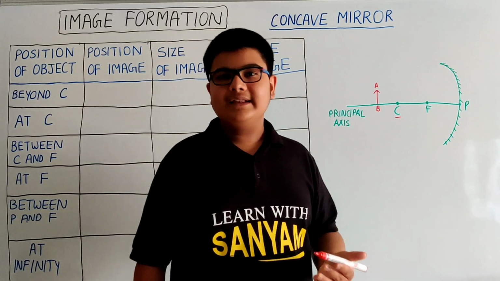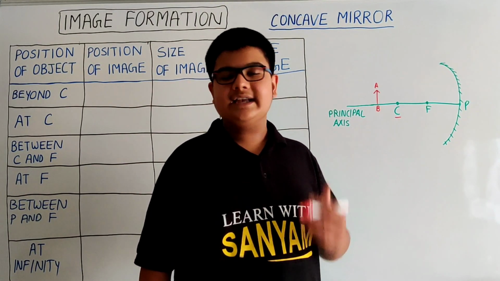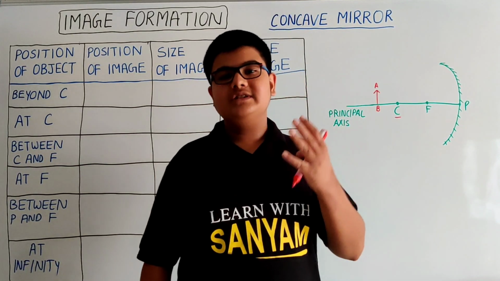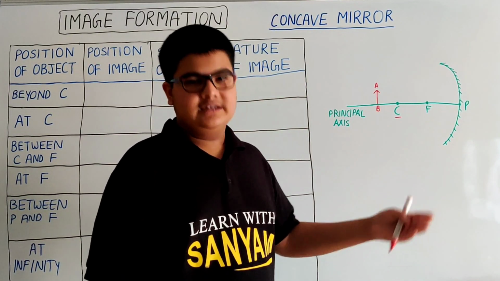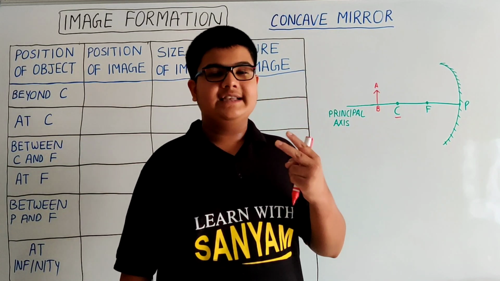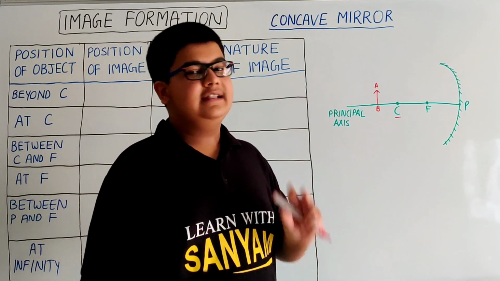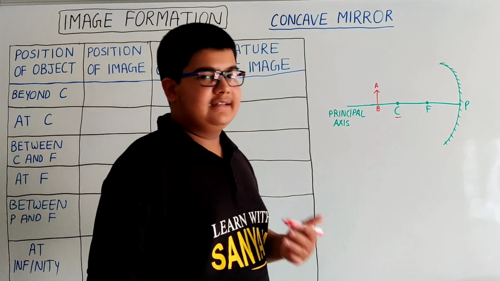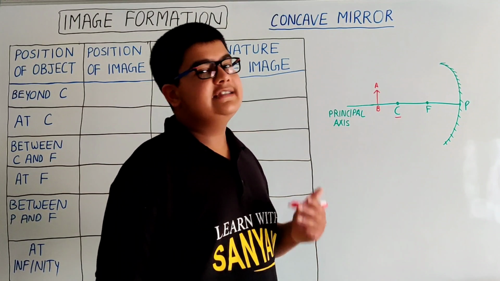And how do we make the rays? For making the rays, we just have to take any two rules. We learned about four rules just now, and we have to use any two rules to make two rays, and where they intersect, the image will be formed at that point. So let's use the first and second rule.